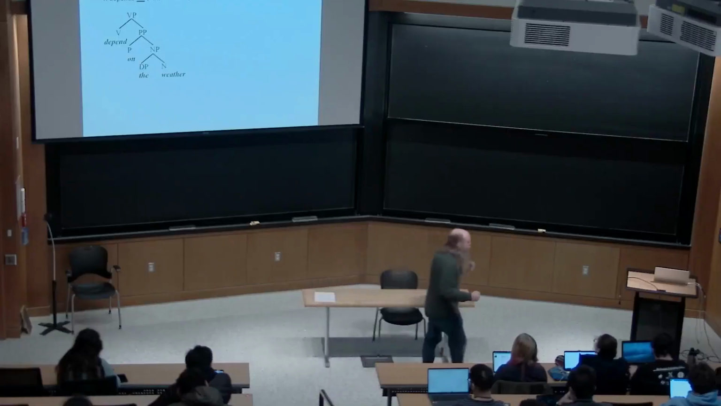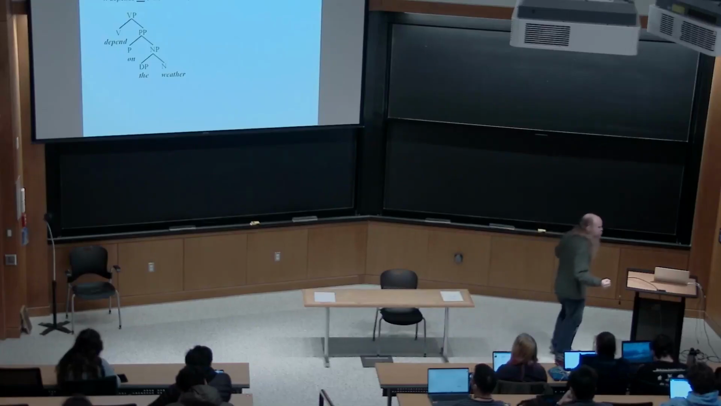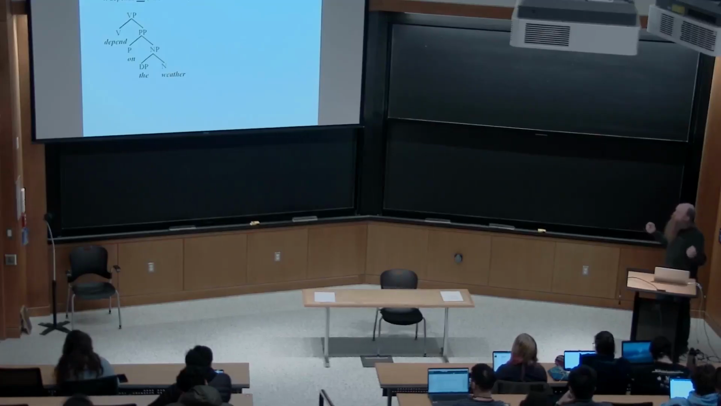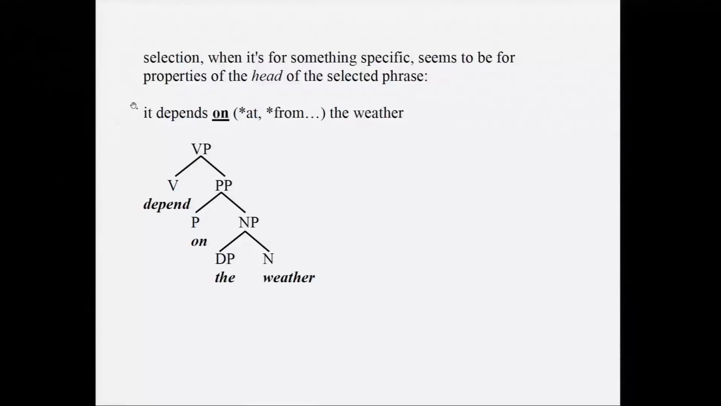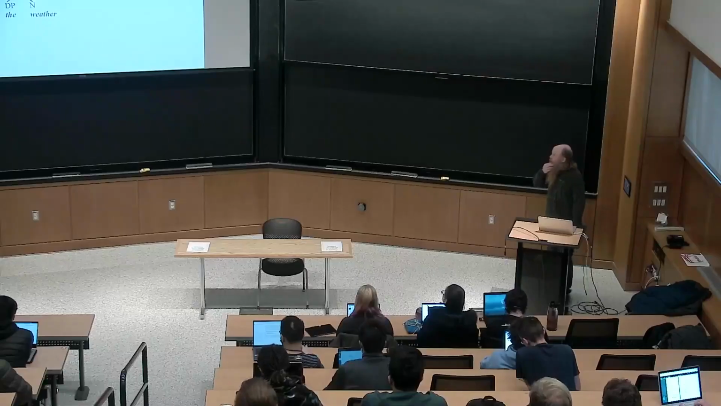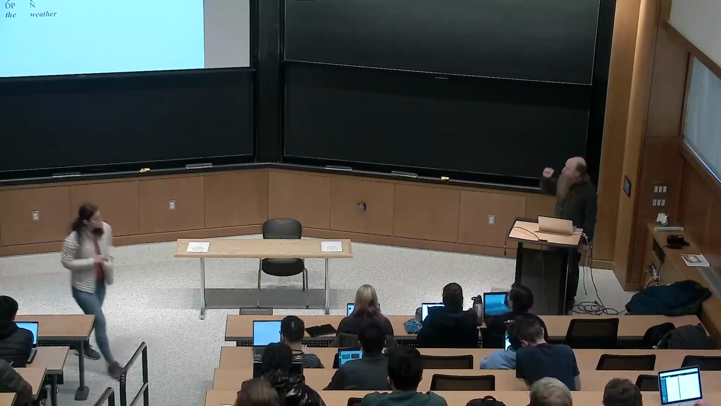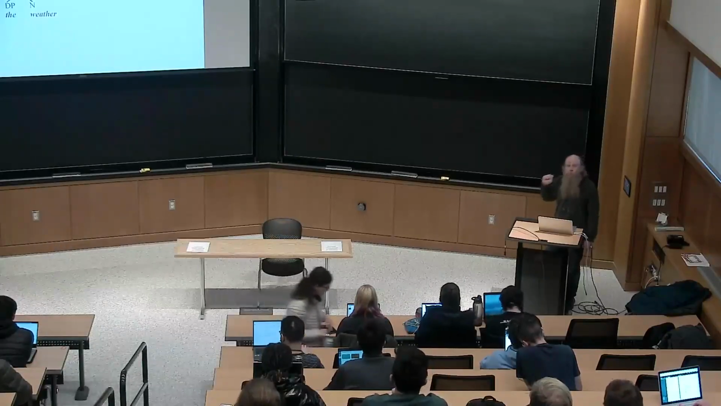So I think the example I gave you last time was the verb depend, where the verb depend needs a prepositional phrase sister, but it specifically needs a prepositional phrase sister in which the preposition is on. So you have to depend on things. You can't depend from them or depend at them. You can't just have any preposition there. It has to be on. So there are many verbs like depend that select for particular prepositional phrase sisters, in particular ones that have a particular preposition.